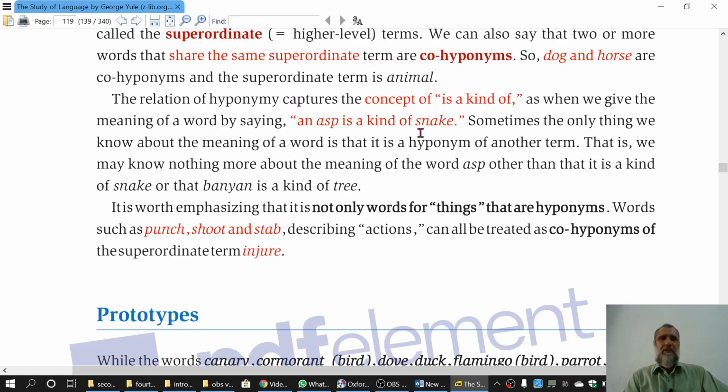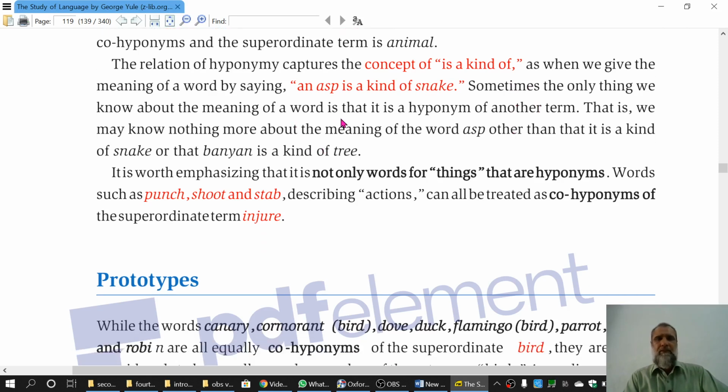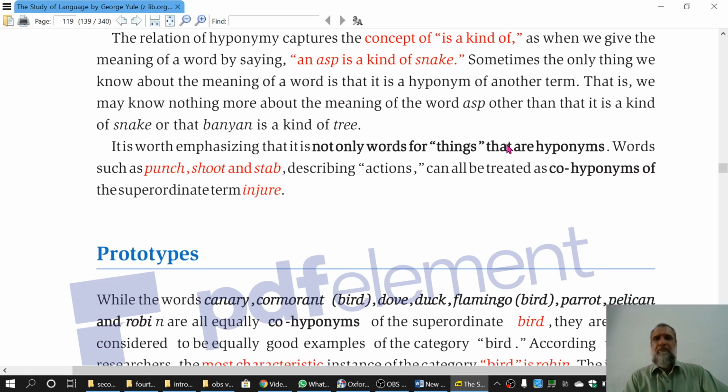Dog and horse co-hyponyms हैं, superordinate term ये animal है। The relation of hyponymy captures the concept of is a kind of. Hyponymy इस concept को भी capture करता है और लेता है कि is a kind of. As when we give the meaning of a word by saying, जब meaning of a word ऐसे देते हैं, an asp is a kind of snake. asp एक snake की किस्म है। Sometimes the only thing we know about the meaning of a word, कभी कभी तो यूँ होता है किसी लफ्ज का माना क्या जो है सिर्फ इतना हमें पता होता है is that it is a hyponym of another term, कि ये फलाने term का hyponym है, बाकी पता नहीं चलता.